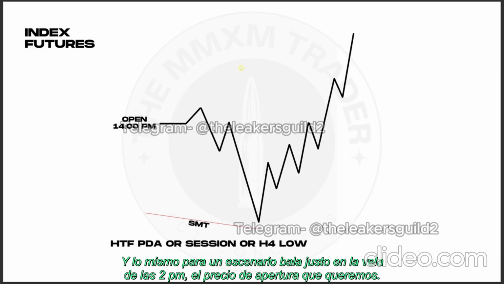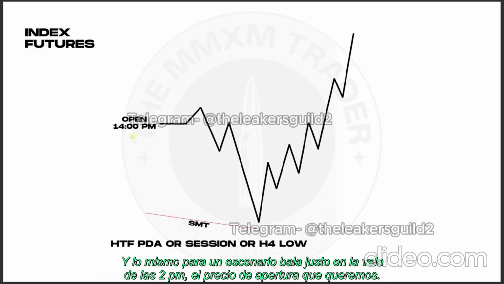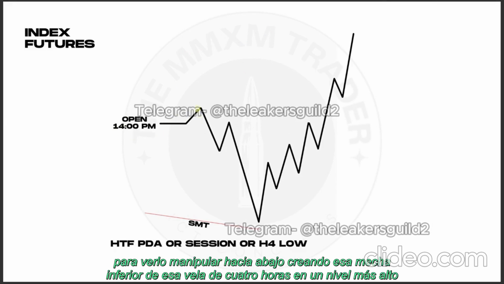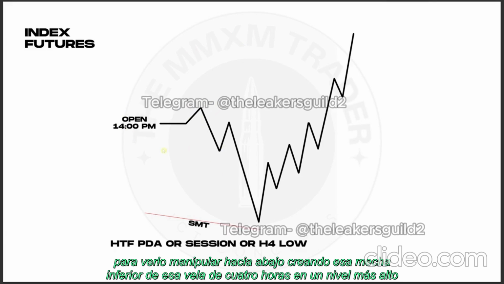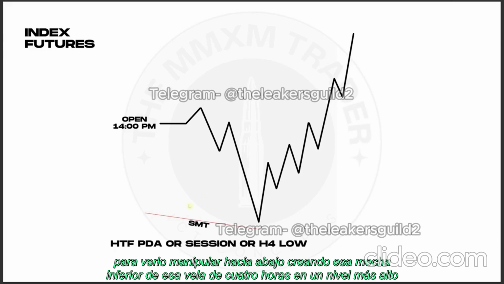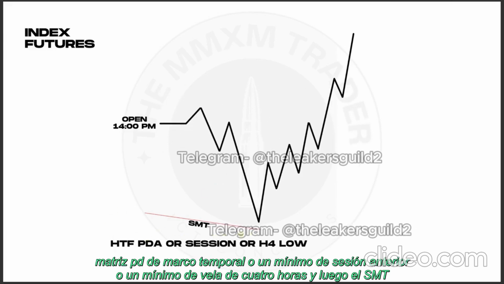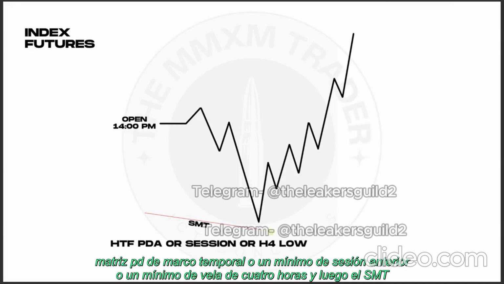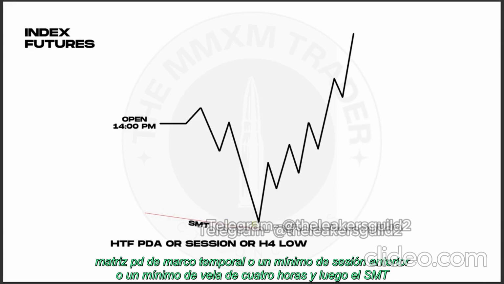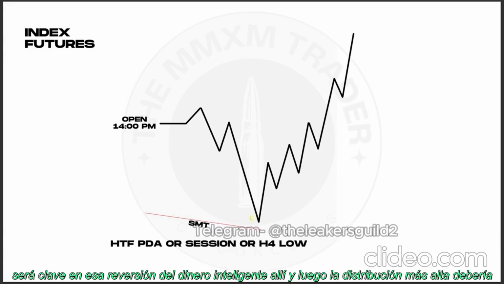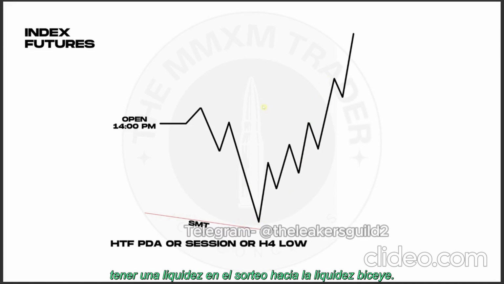And the same for a bullish scenario, right? The 2 p.m. candle, the opening price, we want to see it manipulate lower, creating that lower wick of that 4-hour candle in either a higher time frame PDRA or a previous session low or a 4-hour candle low, and then the SMT will be key in that smart money reversal over there, and then distribution higher should happen into the drawn liquidity towards buy side liquidity.